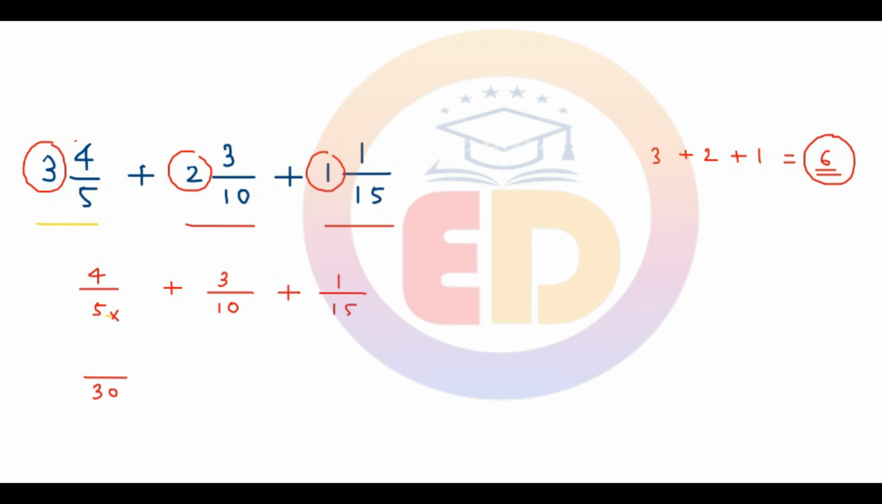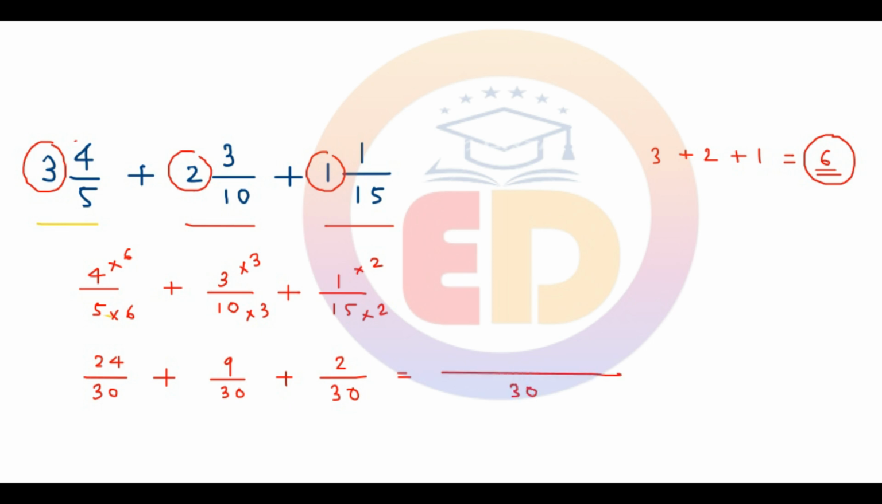To convert 5 to 30, multiply by 6. The numerator also gets multiplied by 6. 4 into 6, this is 24 upon 30. Plus, to convert 10 to 30, multiply by 3. 3 into 3 is 9 by 30. Plus, to convert 15 to 30, multiply by 2. This will be 2 upon 30. Common denominator will be 30.